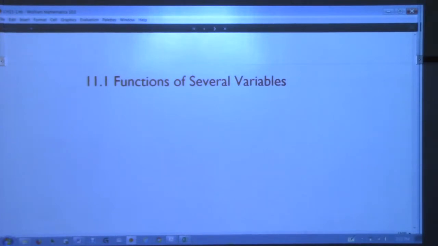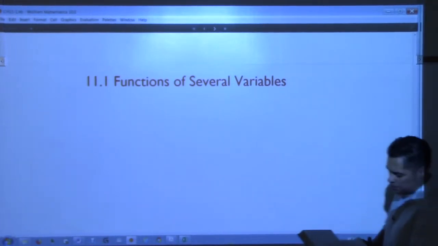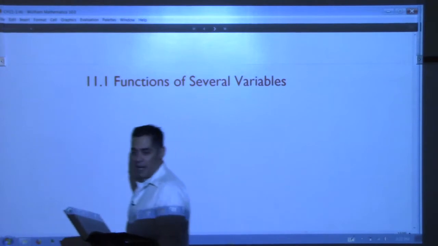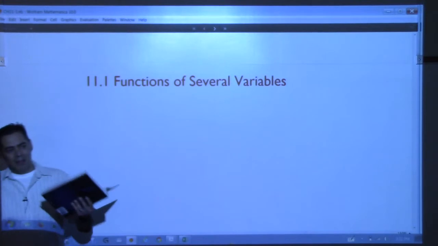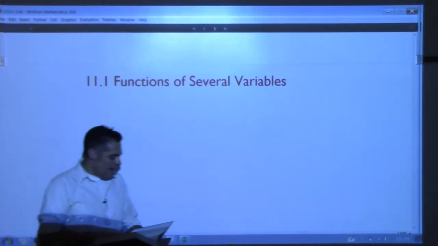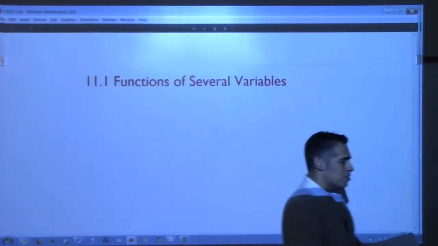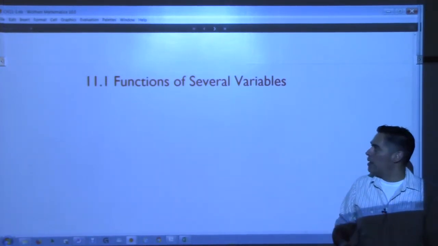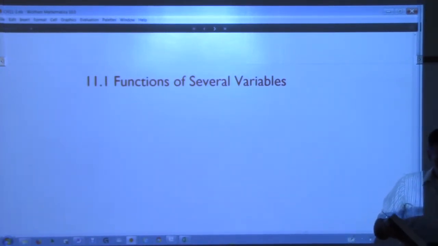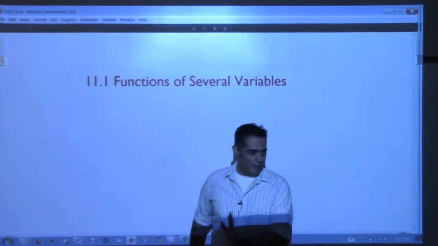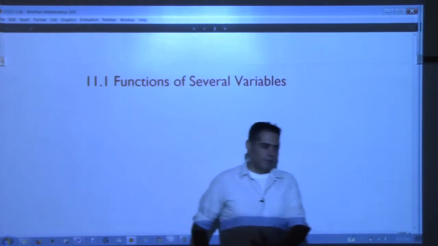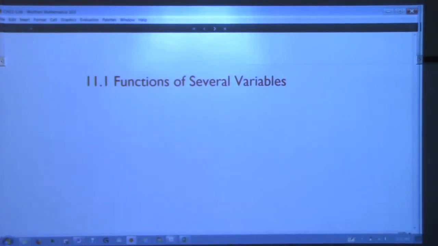Now, chapter 10 was called Vectors in the Geometry of Space. So everything we did in chapter 10 had to do with vectors and all the different sorts of geometry that we had. Now, chapter 11 is called Partial Derivatives. And for the time being, we are going to put vectors away for a little bit. So please realize that we're shifting gears. The first section in chapter 11 is called Functions of Several Variables.